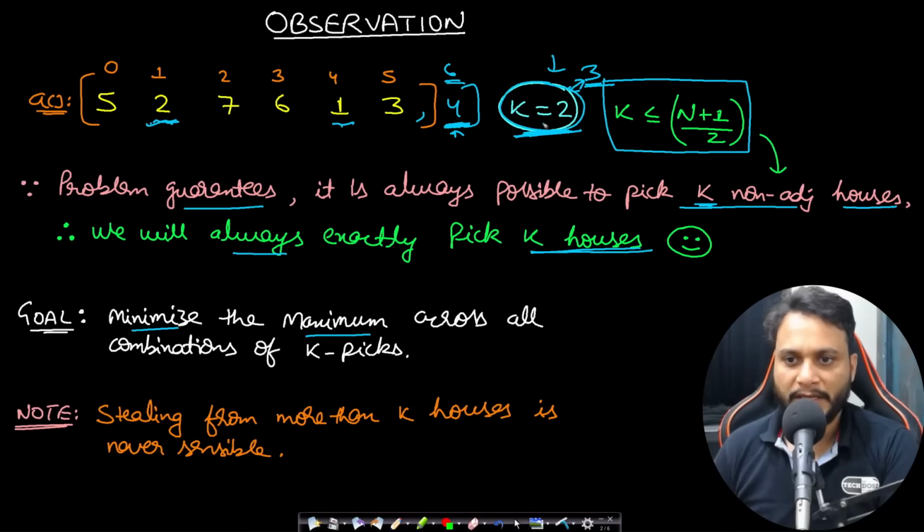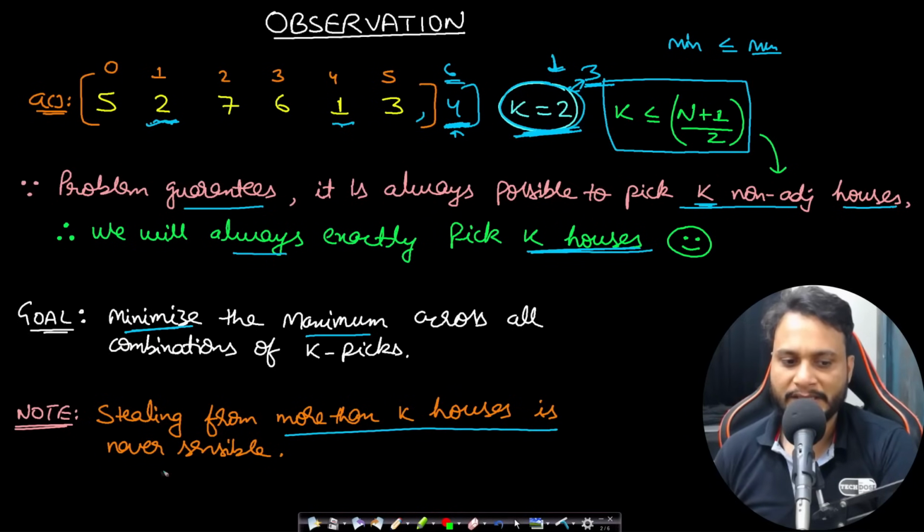Okay, so it will always be optimal. The minimum value that you get by picking fewer items will always be less than or equal to the minimum value that you get by picking more items. So I will never ever try to pick more than k items, fine, because our goal is to minimize the capability over all the combinations of picks, right? So stealing from more than k houses is never sensible. You can just think about it, it will be very logical.